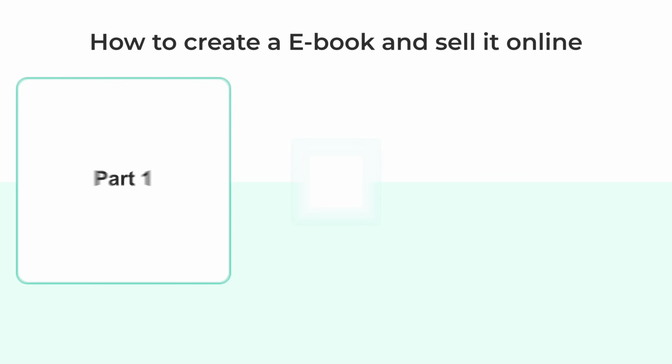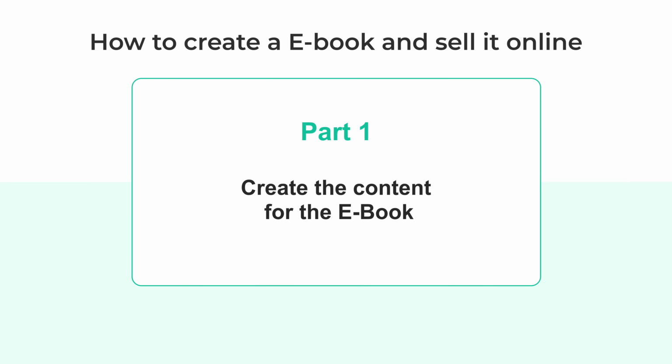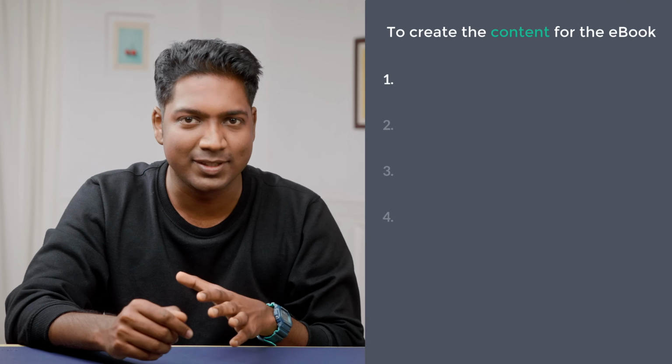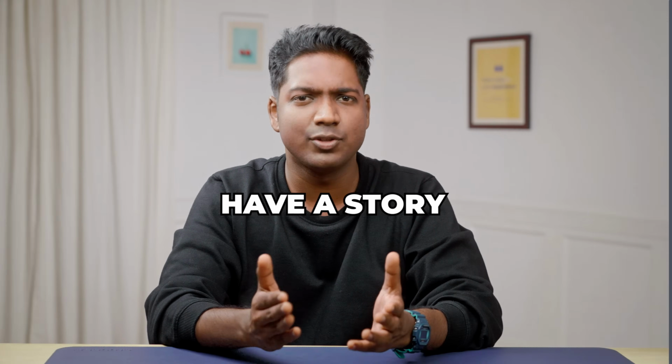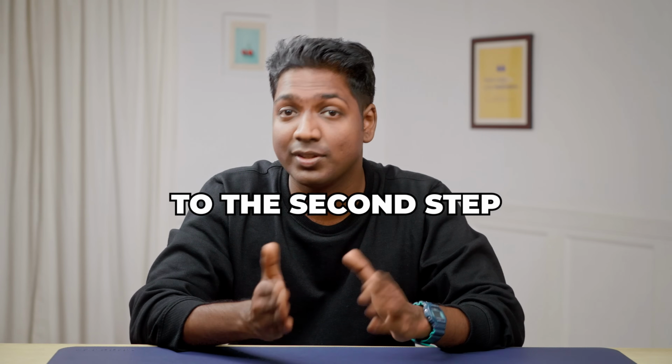Now that we know what an ebook is, let's start creating one. We're going to create our ebook in just 3 parts. The first part is to create content for the ebook. To create the content, we're going to follow 4 simple steps. The first step is to choose a genre for the book. If you already have a story in mind, go ahead and skip to the second step.